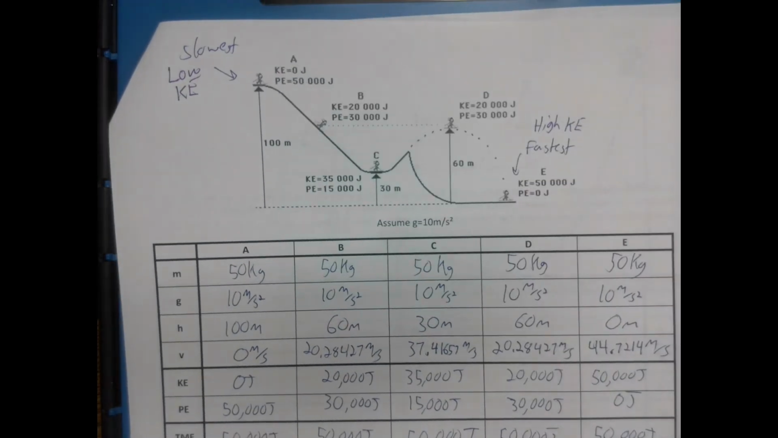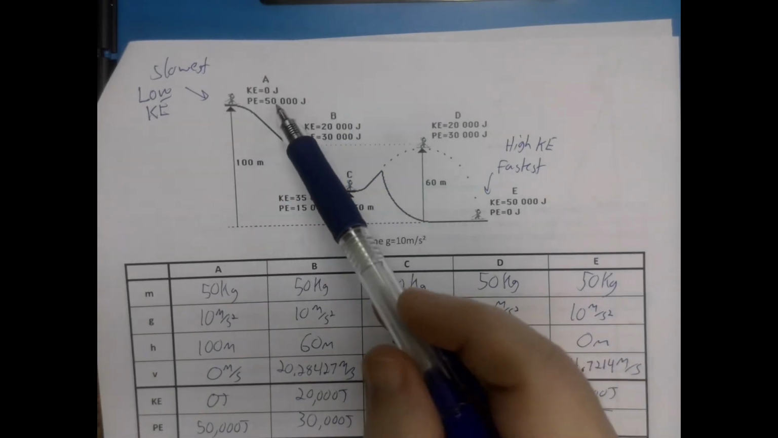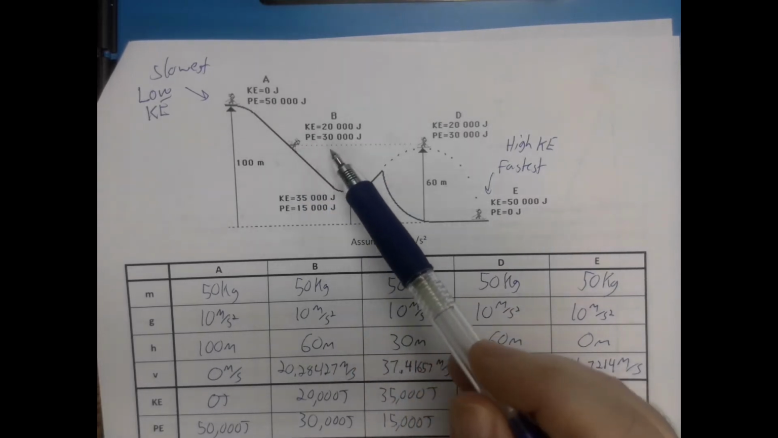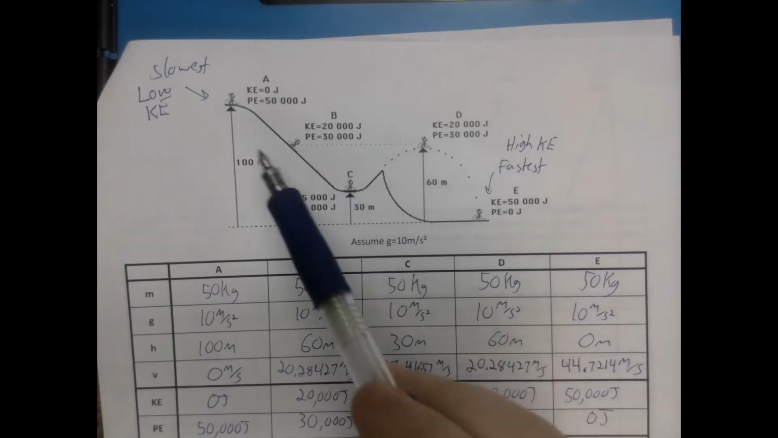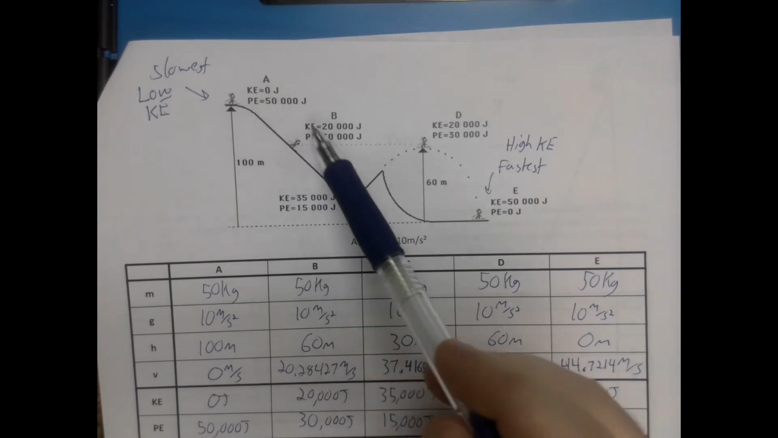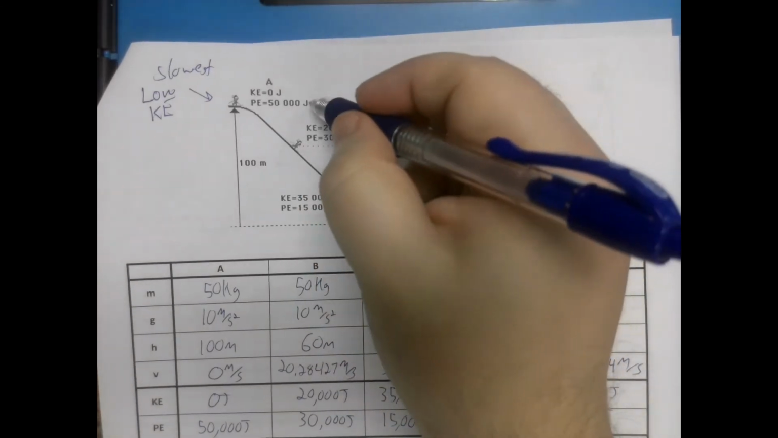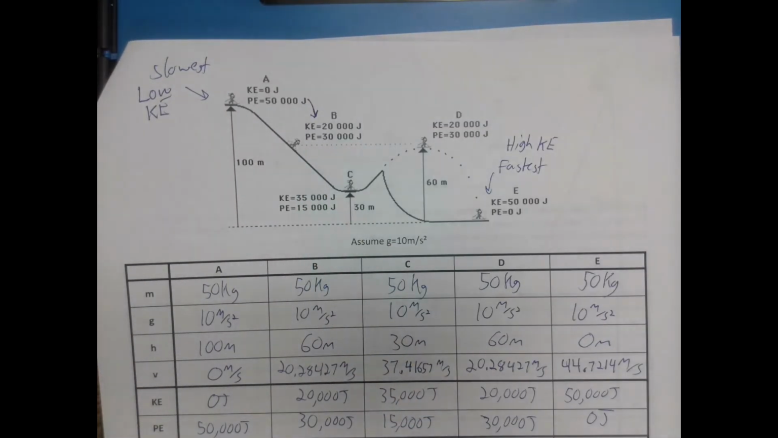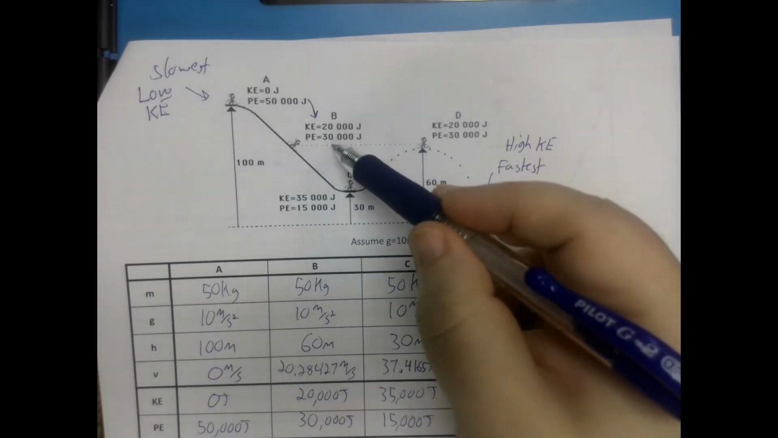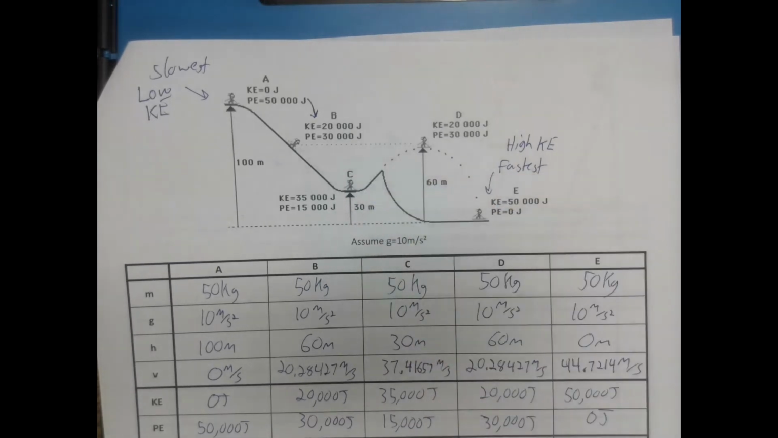Let's look at potential energies. When the height is high, your potential energy is the highest. As you start going down, you start losing some potential energy. So when we go from 100 down to 60, we lose 20,000 joules. Where does that 20,000 joules go to? So 20,000 goes into kinetic. Once we drop down lower, we lose another 15, that 15 goes into the kinetic energy.